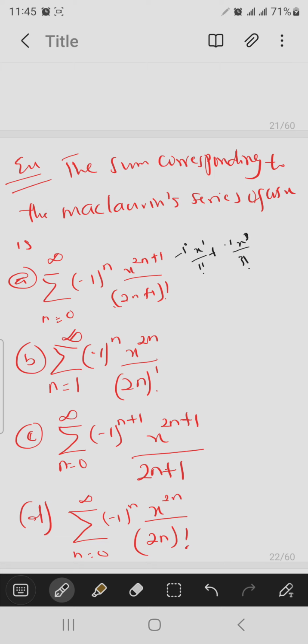You know, in the cos series we don't have odd numbers. Everything we have is even. So this one can never be the answer. So we now come to the second one.